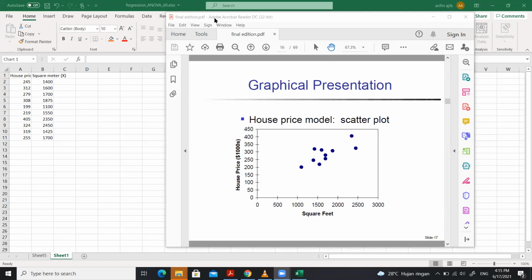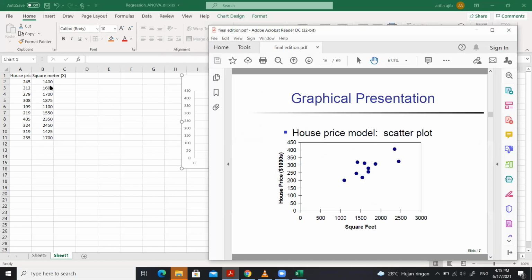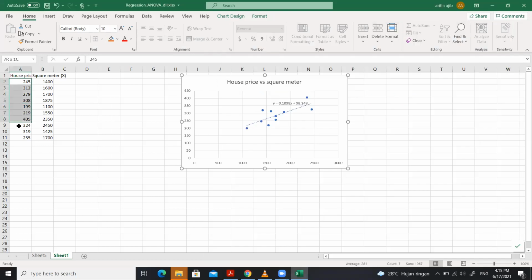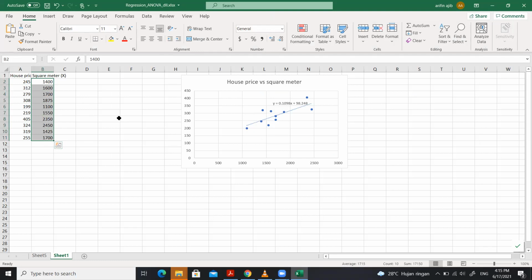So if you can see here, my Excel here, I already put it here. You can see my Excel, yeah, no problem. Yes, sir. Okay, can see good.